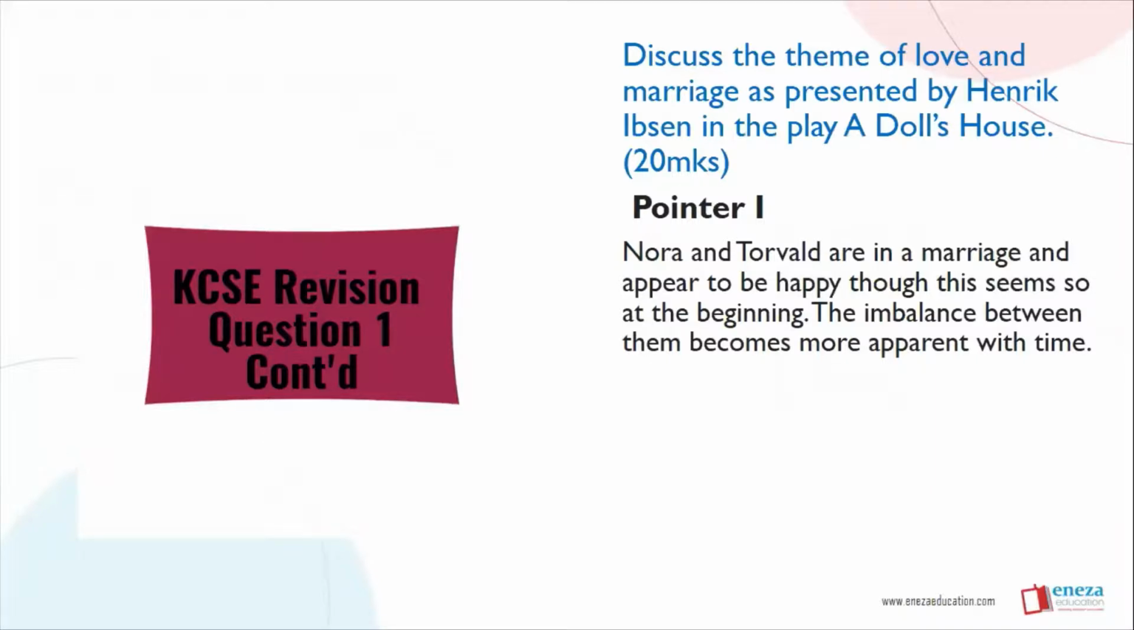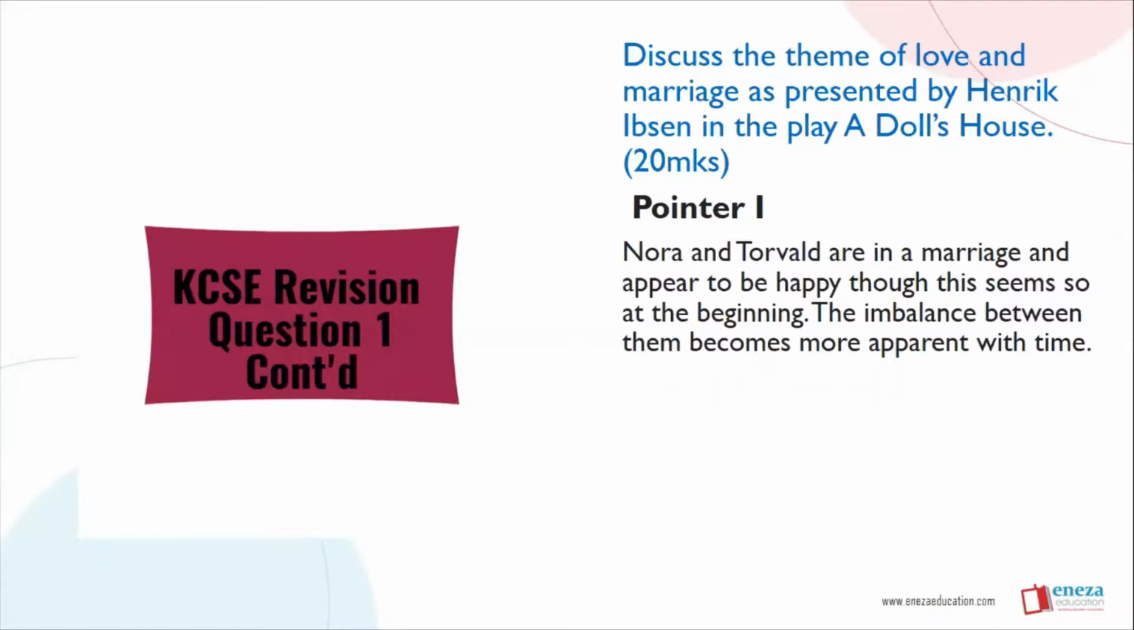Point number 1, Nora and Torvald are in a marriage and appear to be happy through those scenes at the beginning. The impact becomes more apparent with time. So we find that with time, they find out that it's not really love that kept them together. At the beginning they're very happy, but as time moves on, we find that they were not meant to be together.